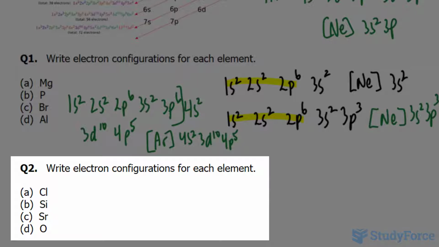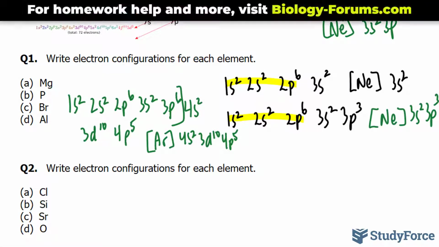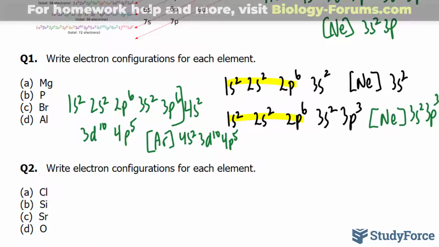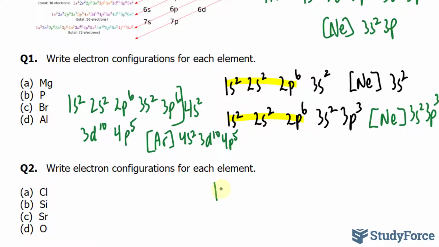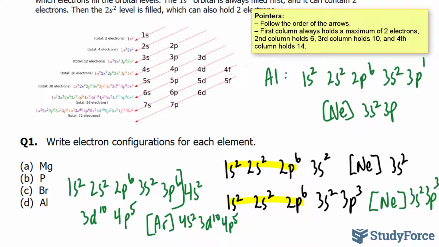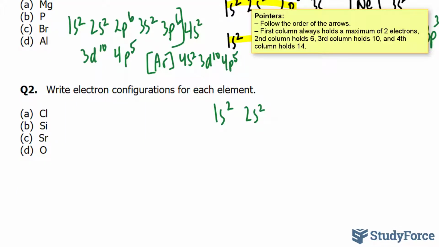We'll start with chlorine. The first thing that you have to do here is know how many electrons chlorine has. And chlorine has a total of 17. So, looking back at the configuration here, we start off with 1s, and that holds 2 electrons. That leaves us with 15. And then we have 2s that also holds 2, 2s2. We have 13 more to go.